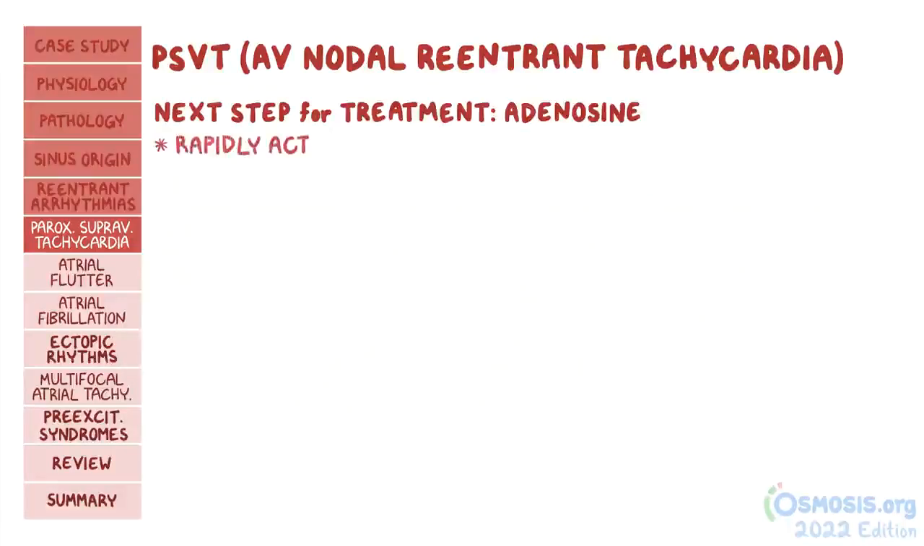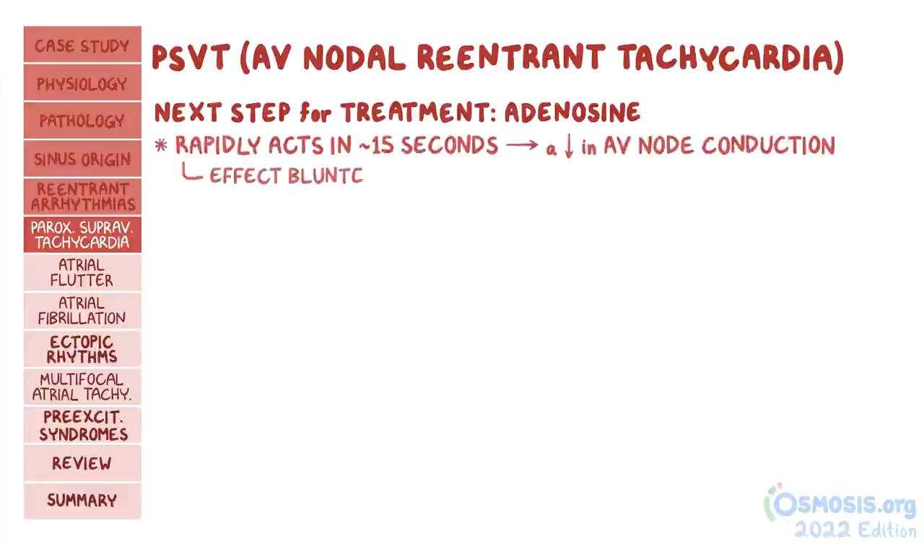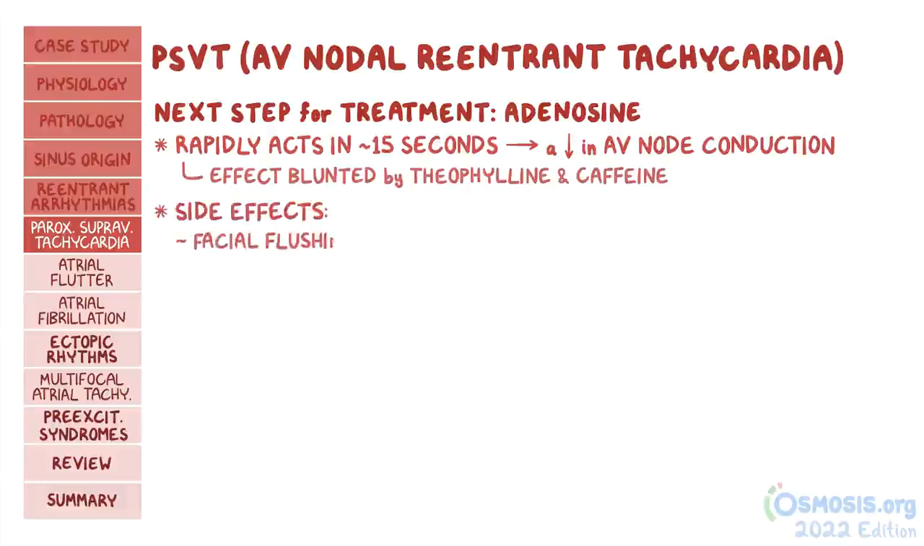Adenosine rapidly acts in about 15 seconds, causing a decrease in AV node conduction. Keep in mind that its effect is blunted by theophylline and caffeine. Another important thing to remember are its side effects, which include facial flushing, hypotension, bronchospasm, and chest pain.